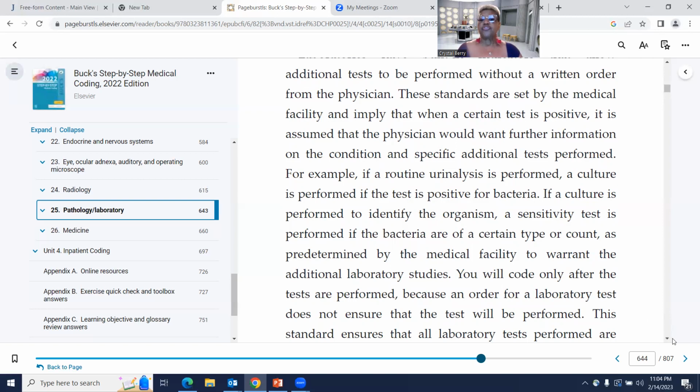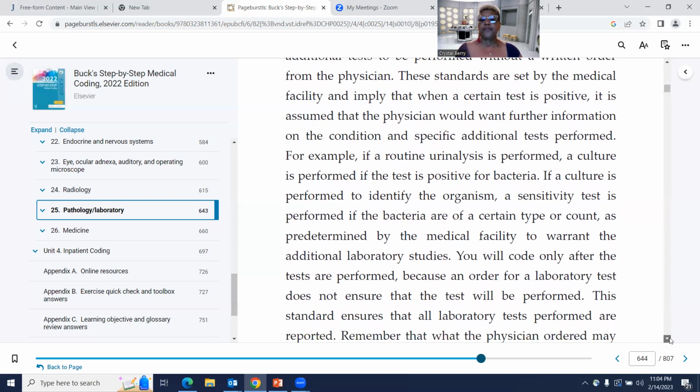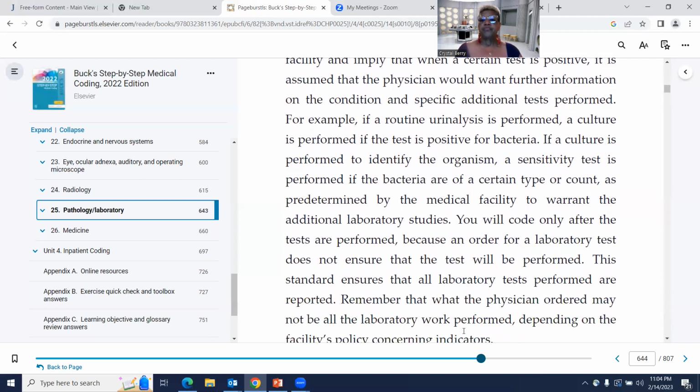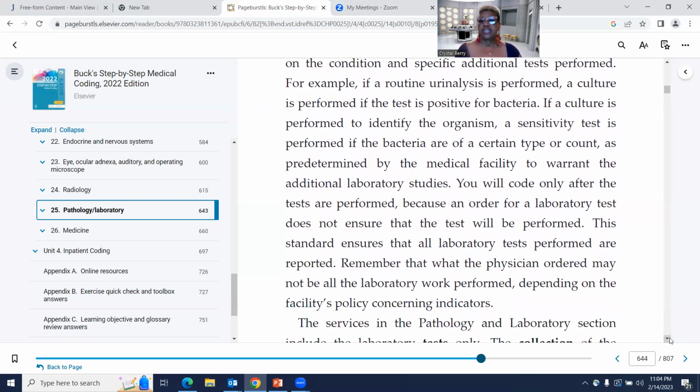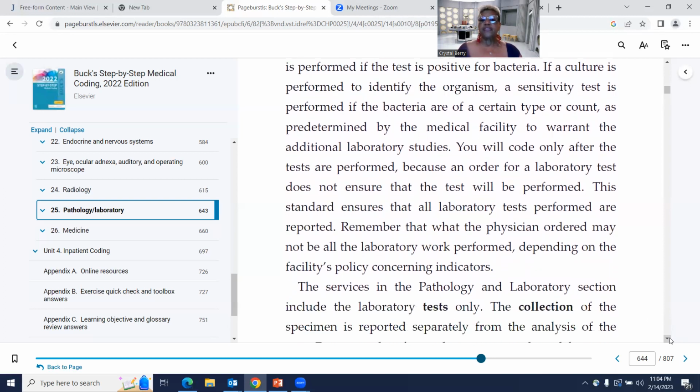This standard ensures that all laboratory tests performed are reported. Remember that what the physician ordered may not be all the laboratory work performed, depending on the facility's policy concerning the indicators. The services in the pathology and laboratory section include the laboratory test only.